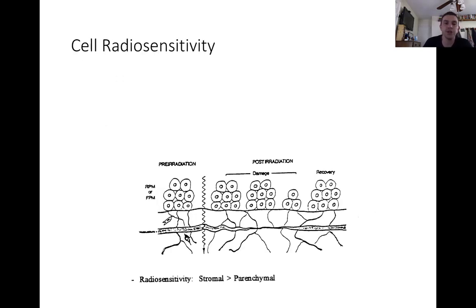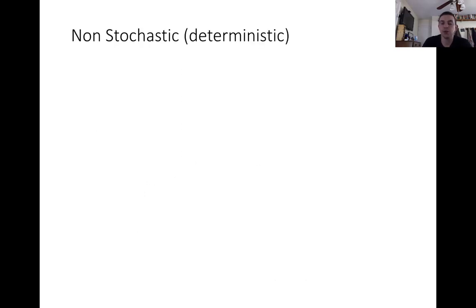So remember cell radiosensitivity. Not all cells are created equal when it comes to radiosensitivity. You have the law of Bergonié and Tribondeau that says that cells that divide rapidly, divide for a long time, and are unspecialized, like stem cells, are going to be the ones that are most sensitive to radiation damage.